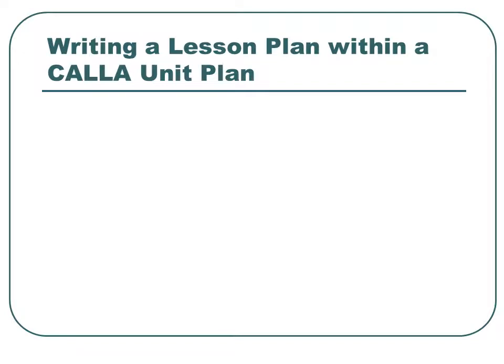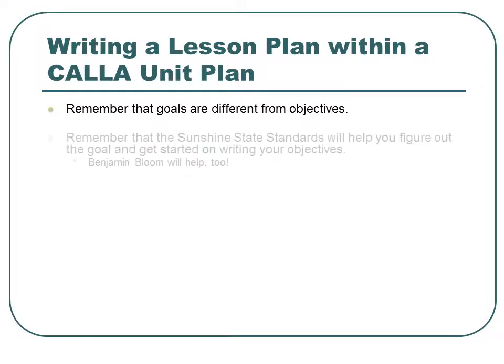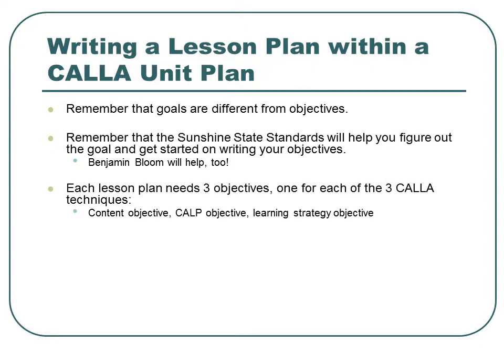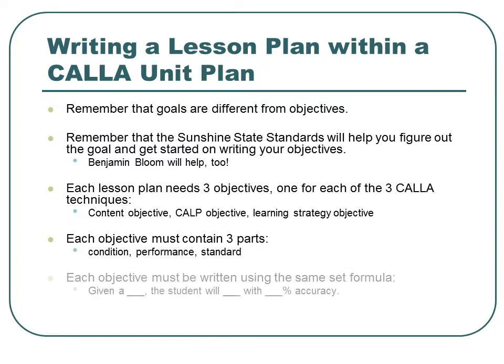In sum, this mini lecture taught you 5 things. First, remember that goals are different from objectives. Second, I want you to remember that the Sunshine State Standards will help you to figure out the goal and get you started on writing your objectives. Don't forget about Benjamin Bloom. You also learned that each lesson plan needs 3 objectives, one for each of the 3 CALA techniques. Each objective must contain 3 parts: the condition, the performance, and the standard, and each objective must be written using the same set formula.